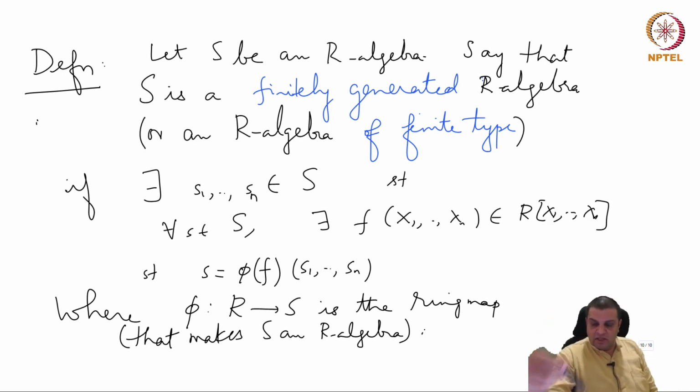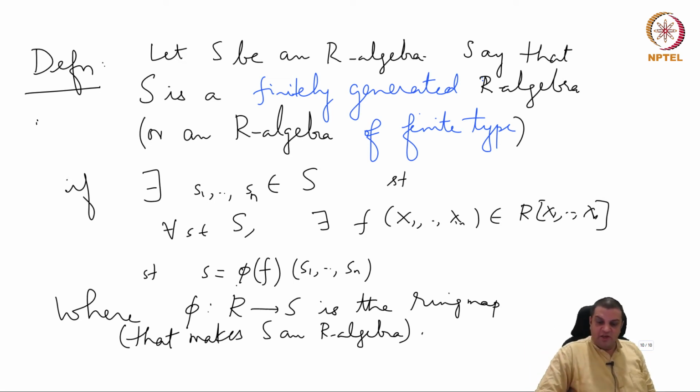So let me just reread this. S is an R algebra. To say it's an R algebra, it has to be a ring and there must be a ring homomorphism from R to S, and call that thing phi. Now say that S is a finitely generated R algebra, or an R algebra of finite type, if there are some finitely many elements inside S such that for every element of S there is a polynomial.